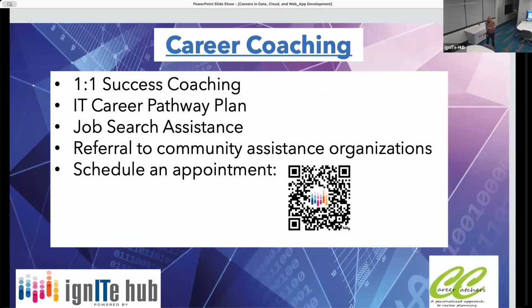So the Ignite Hub has partnered with Career Catchers, which is a nonprofit that is based here in the area, and they've been doing this for like 20 years. Chris is our career coach, and what they do for us is completely free and open to everybody, with a caveat, which I will speak to in a second. We do monthly career workshops. And again, you can register for those. You can attend them in person. This season, we're having them at the East County Education Center, or you can join online.